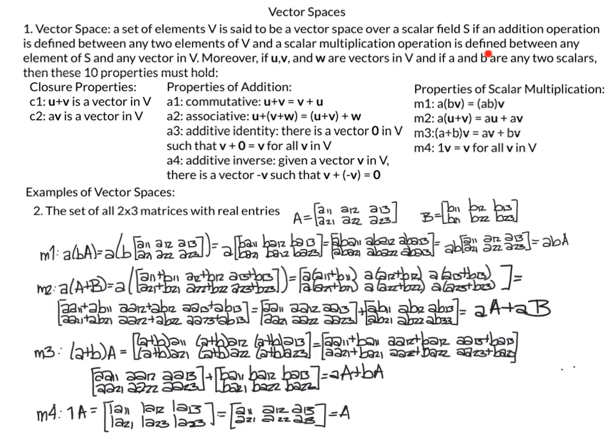Last, I need to prove these properties of scalar multiplication. So first, my scalar A times scalar B times V. So here's my scalar A, my scalar B times my matrix A. So according to scalar multiplication, that just equals B times each of the components of the matrix A. And then I move in my A, multiplying everything out. And then I can also take out A and B. So what I have is AB times A.